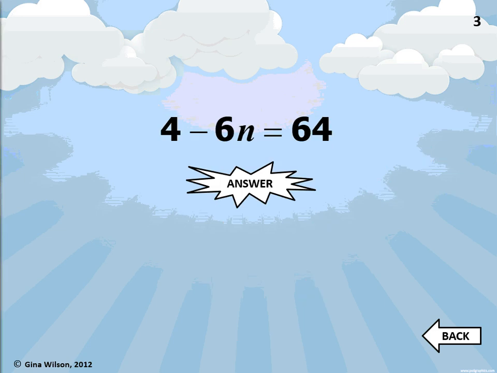Our next problem. 4 minus 6n is equal to 64. First thing we need to do is get rid of this 4. So we're going to subtract 4 from both sides. That leaves us negative 6n equals 60. 64 minus 4 is 60.